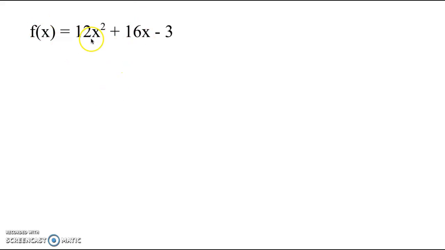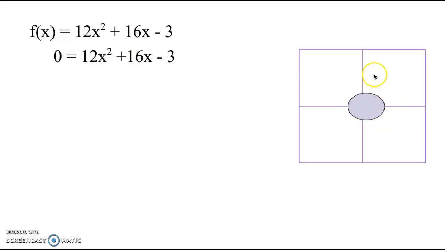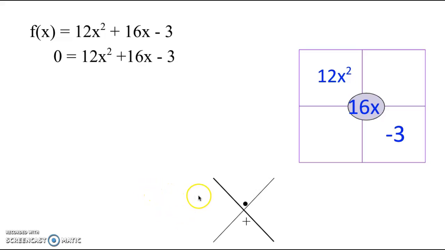So for this one, you'll notice first thing we're going to do is set f of x equal to 0. And then we have to factor this trinomial. And the way we're going to factor it is by using the area model box backwards. So remember, 12x squared goes up here, negative 3 goes down here, and then these two boxes need to add up to positive 16x. We are going to use the diamond method to figure out the factors.